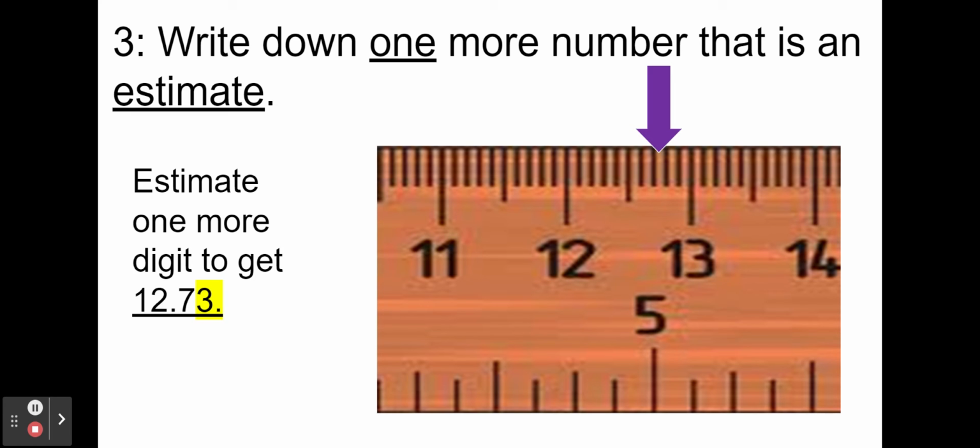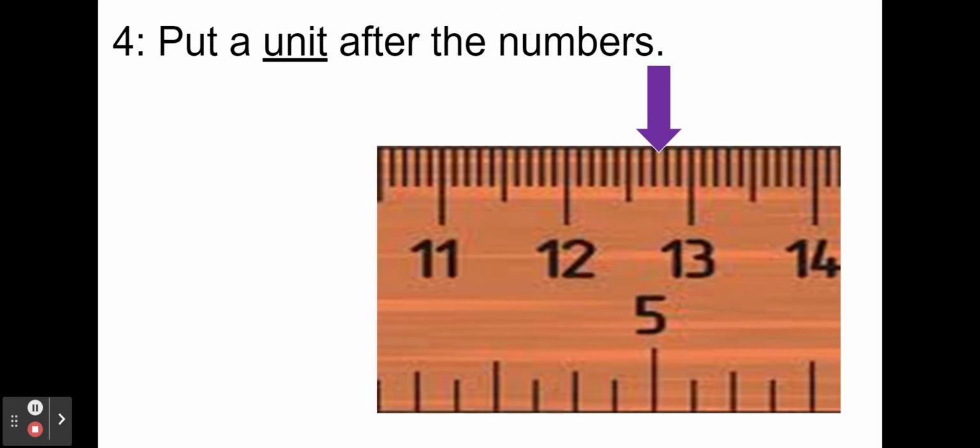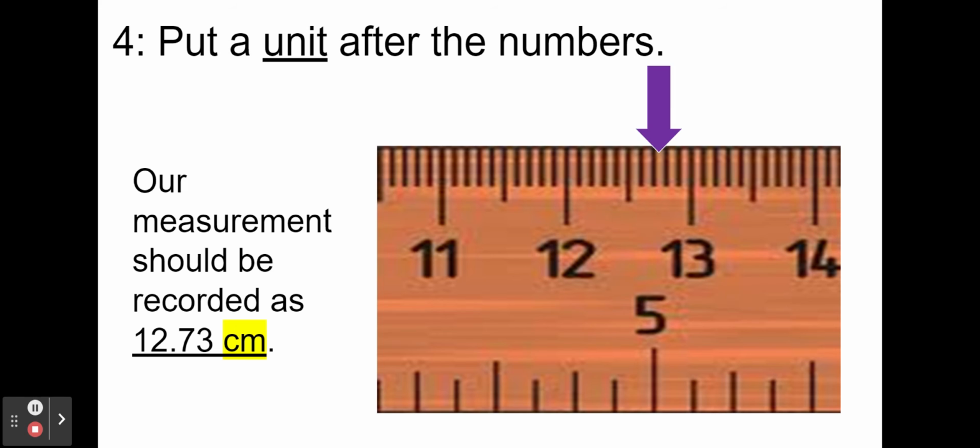If you had looked at this and you said, well, Ms. Carter, I really think it's like 12.74 or 12.72, that's just fine, because that estimated digit at the end is where we know that we have uncertainty. So there may be a little variation between you and the person next to you. The last thing we need to do is put a unit after the number. So we would properly record this as 12.73 cm, centimeters.